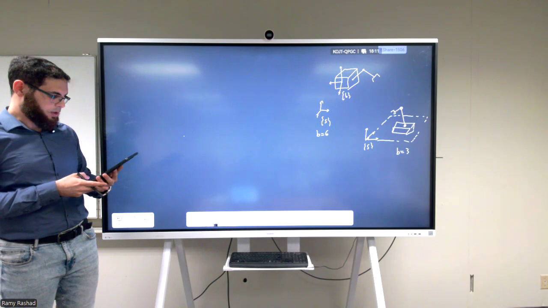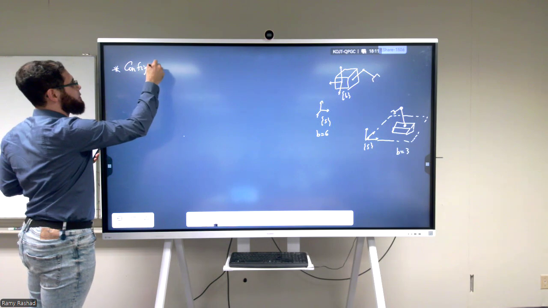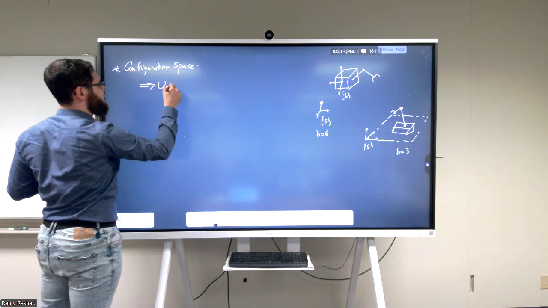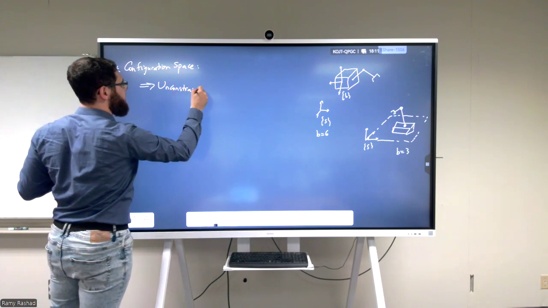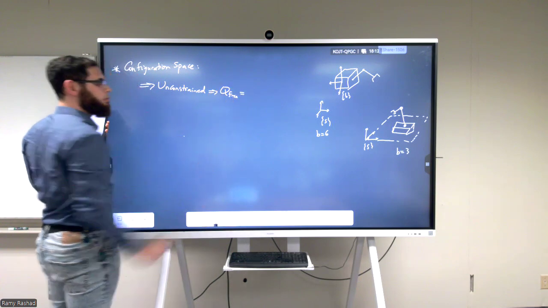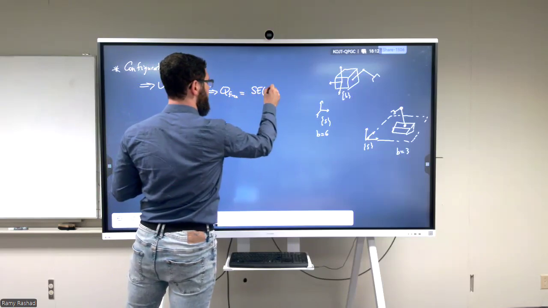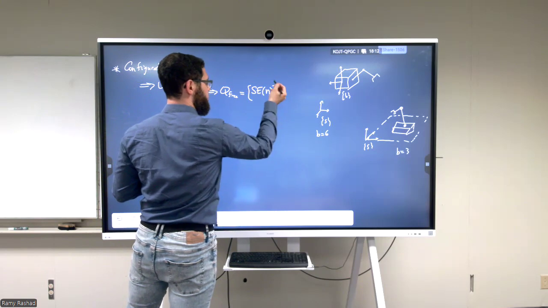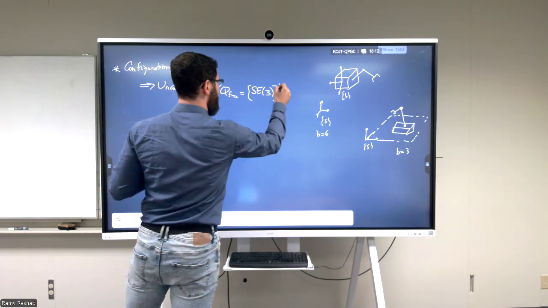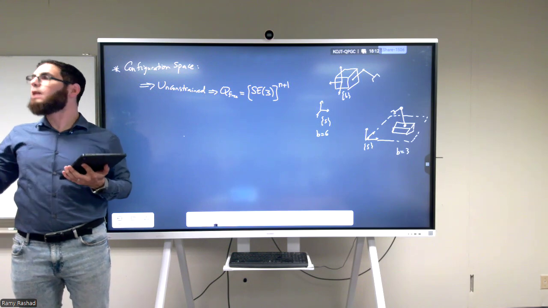So what is the configuration space here? If we have the unconstrained case, how many degrees of freedom do we have? So Q free is equal to what? Q free is SE3 multiplied by N plus 1. We have N plus 1 links.